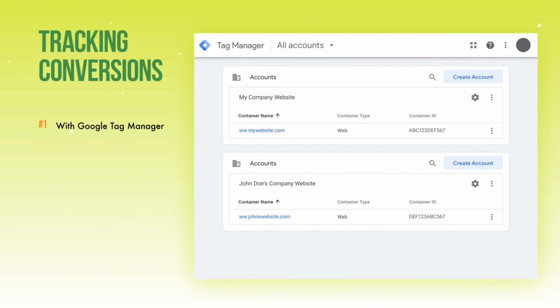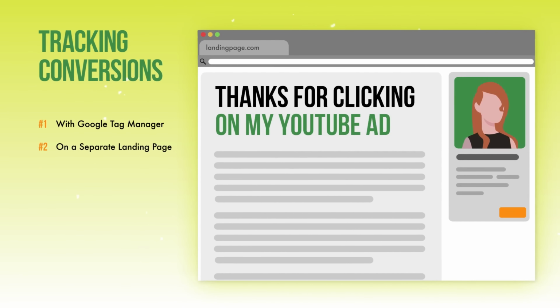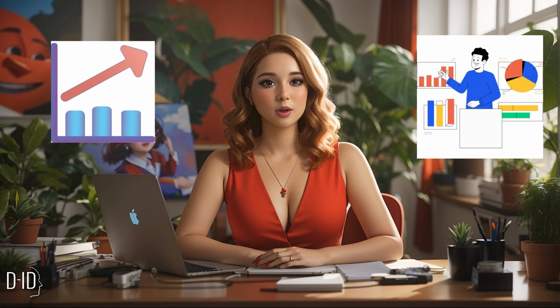If you are tracking conversions from YouTube ads, there are several ways to do this. First and foremost, you can set up conversions within Google Tag Manager. You also can create a standalone landing page for your YouTube ads so that you know that any conversions coming from that page are a result of your specific YouTube ads. You also can use a call tracking number if you're encouraging people to call your business from the video ad itself. Once your ad is live, you will start to see those analytics rolling in.